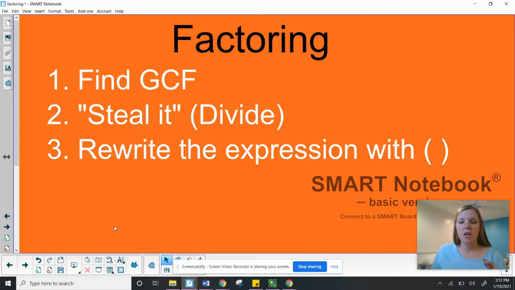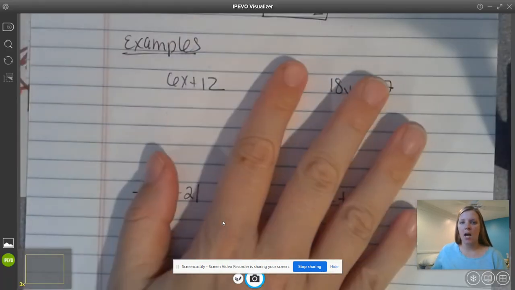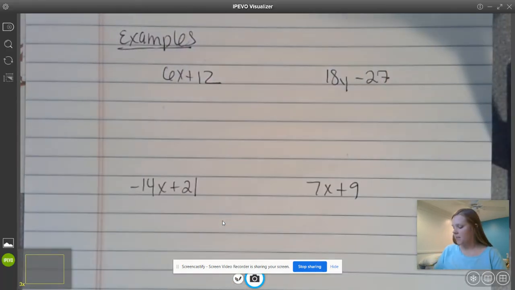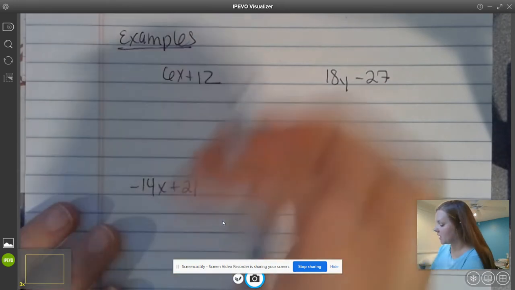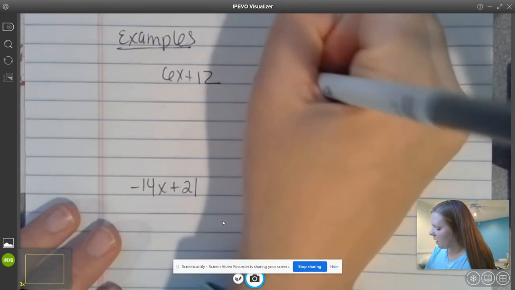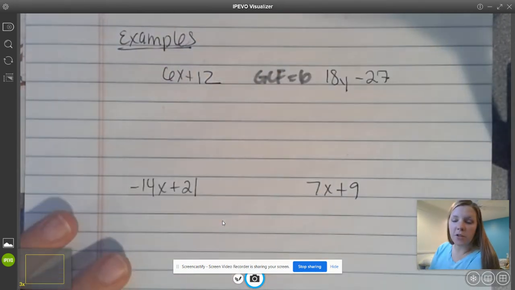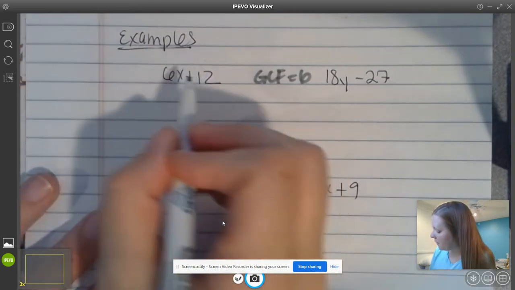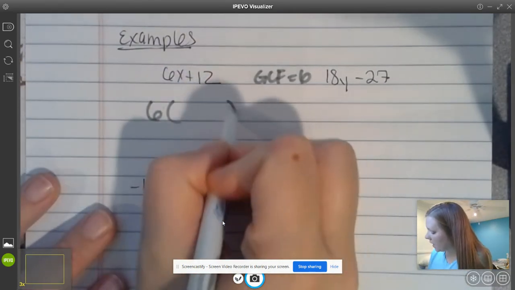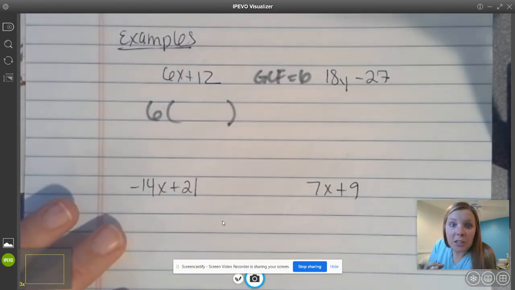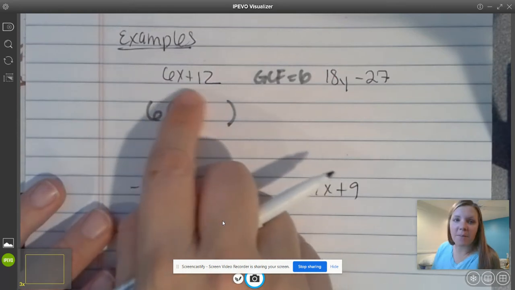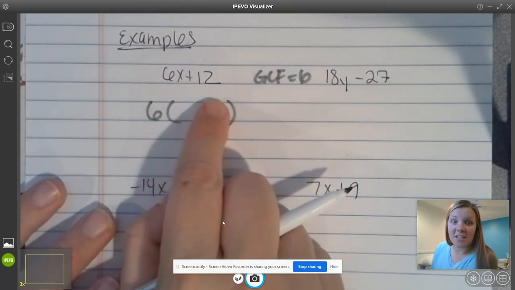So I have 4 examples for us to go through. So the first step, again, is to find the greatest common factor. The greatest common factor with 6 and 12 is 6. If you didn't know that, you can make the factor trees, but the greatest common factor is 6. And so now what I'm going to do is steal it away. I'm going to take the 6 back from these. And to steal it, we're going to divide.